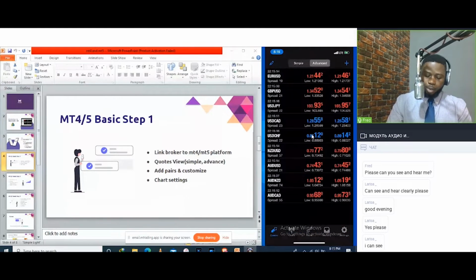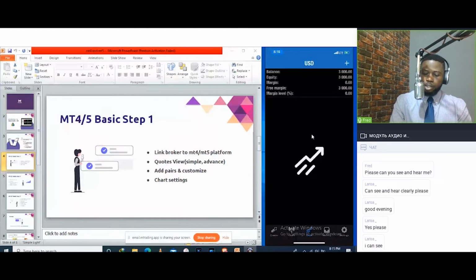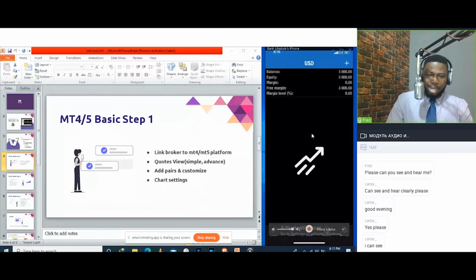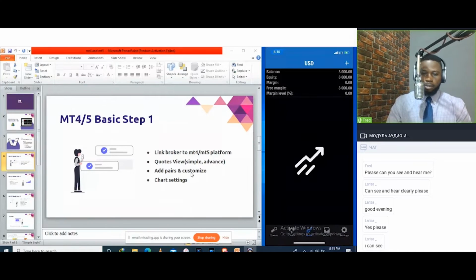Now when you go here, you can see how much money you've deposited into your account. That's the balance. We have the equity, the margin, the free margin, and the margin level, which we've already discussed in our previous webinars, right? We talk about balance, equity, and margin. So after we have logged in to our MT4 account, what is next? Let's explore some features in the MT4 account.